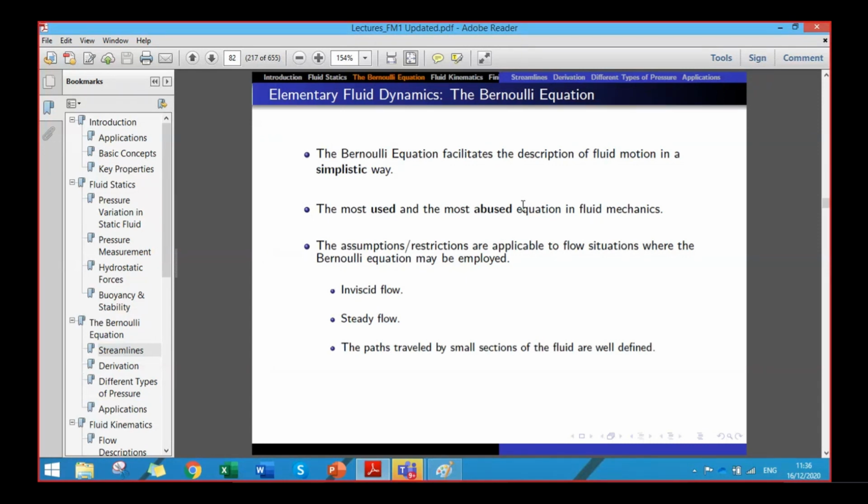The paths traveled by the small sections of fluid are well defined, that is, the flow path is well defined. The flow is incompressible, that is, the density of the fluid is constant. It does not change with time. So these are the assumptions that should be kept in mind while applying the Bernoulli equation. If your flow situation satisfies these assumptions, then you can use the Bernoulli equation. So you cannot always use it for all the problems encountered. Is it clear what the assumptions are for using the Bernoulli equation? Yes, sir.